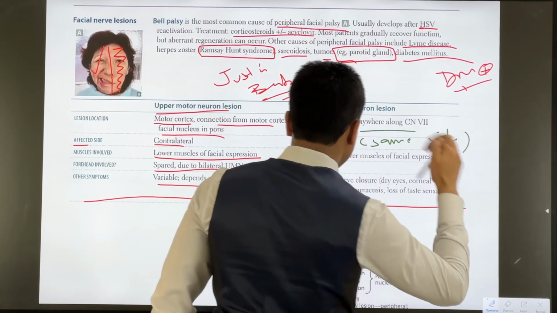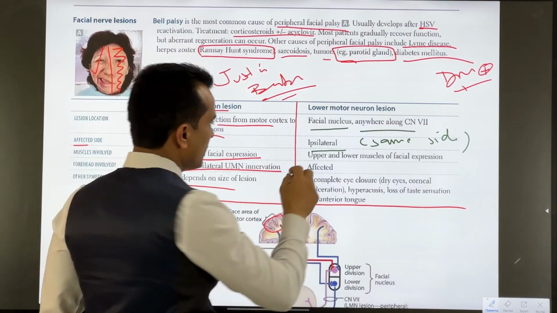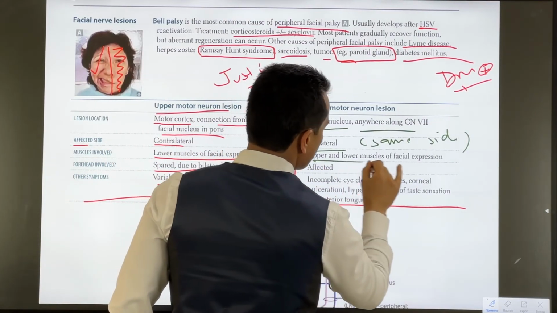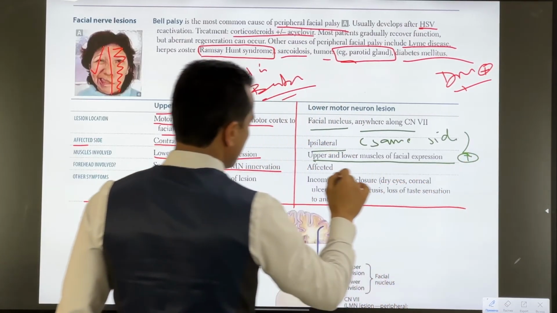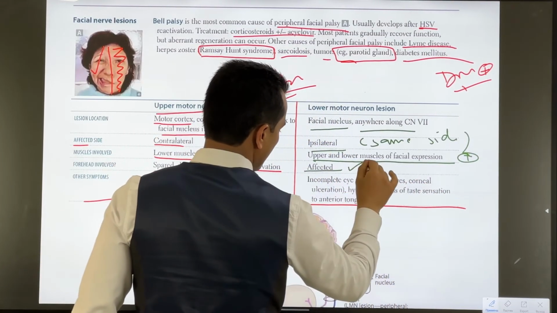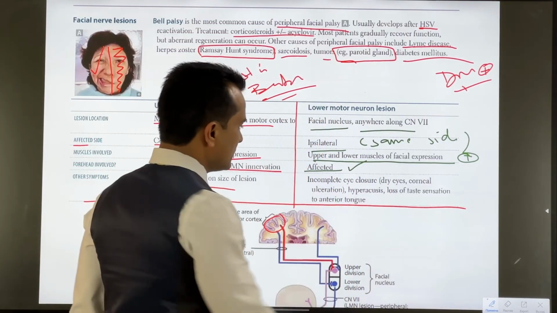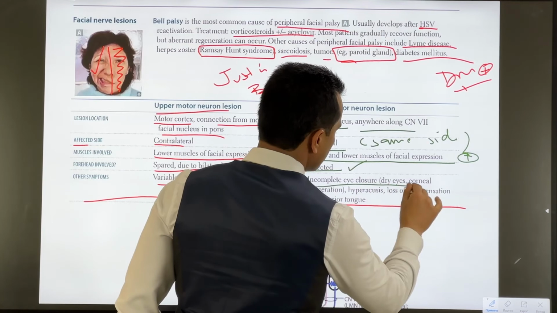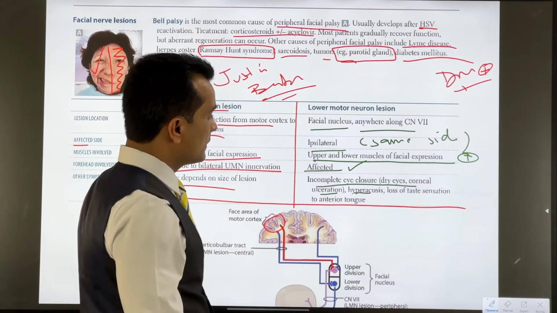So if the problem is in the right pontomedullary junction, the problem will be the right face, and both upper and lower muscles of facial expression are affected. Remember, both upper and lower. The forehead is affected also. And what are other clinical features? Incomplete closure of the eyelids, dry eyes, corneal ulcerations, hyperacusis.